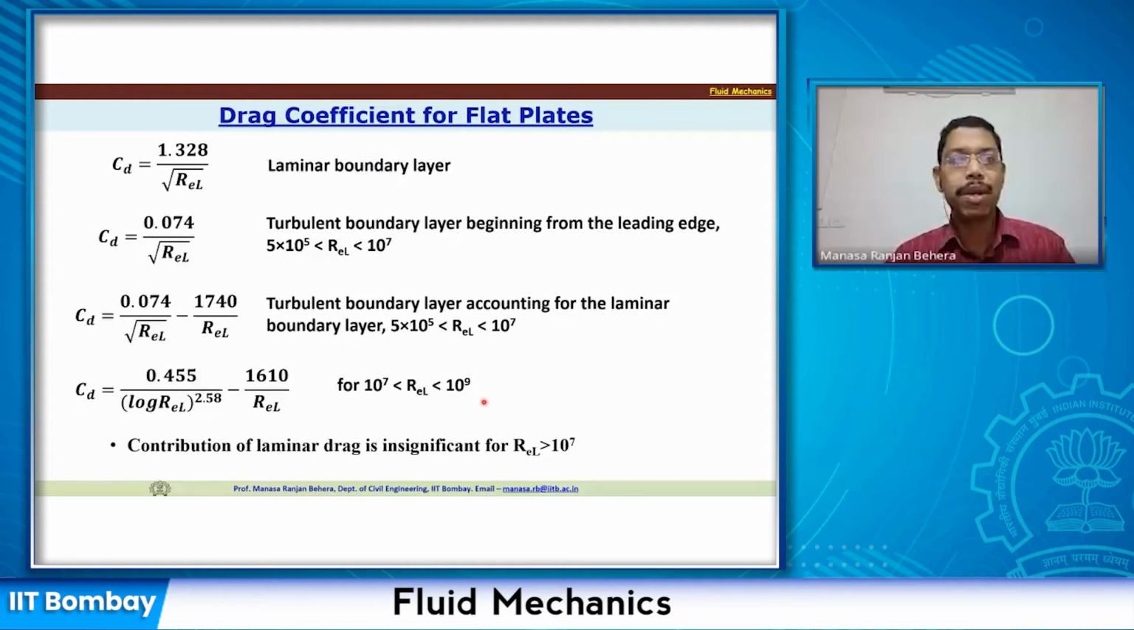This is also applicable up to 10^9. So there are various ranges where the flow characteristics change and the equations are going to be different, and people have given different empirical relations based on the experiments and studies. So we have these equations which can be used depending on the flow conditions. All right. Okay. Now, having understood this, let us understand there is another important concept, that is boundary layer separation.